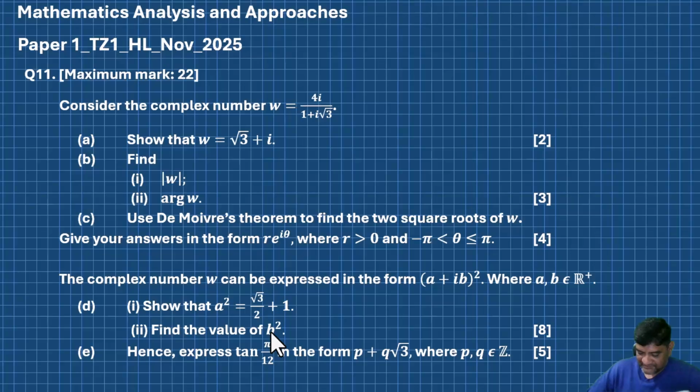Find out a square and b square. And using that, we can find out what is tan of pi by 12 in the form of p plus q root 3.